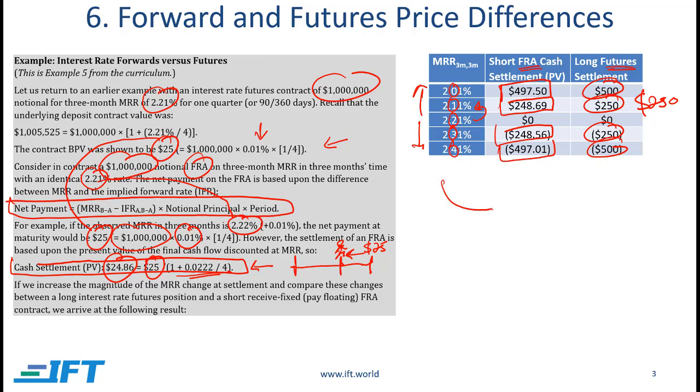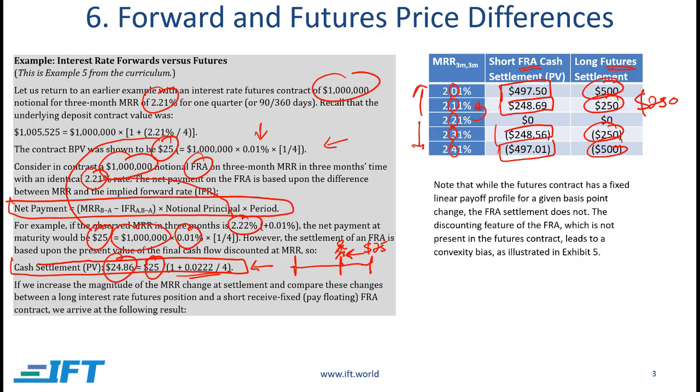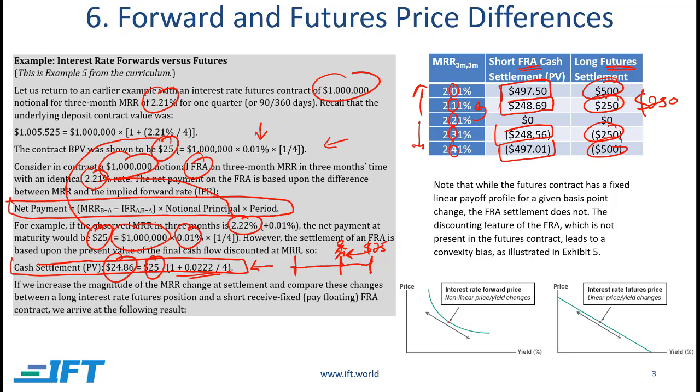Why this convexity is there is because of the discounting feature, which is actually making it a little bit different, and that is what brings this convex relationship in the forward price, but it is not there in the future price. The future price is completely linear.